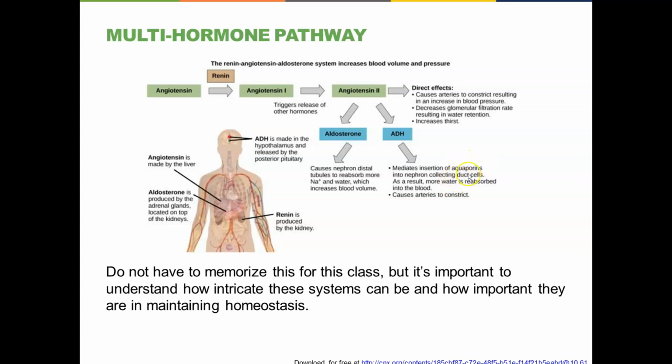If you have a lot of aquaporins, water will move down its concentration gradient, wherever that is, more quickly. Well, if we're pulling a lot of salt out of urine and back into the blood, which is what aldosterone does, then this water will move back into the blood more quickly. At the same time, antidiuretic hormone itself stimulates contraction of arteries, which increases blood pressure.